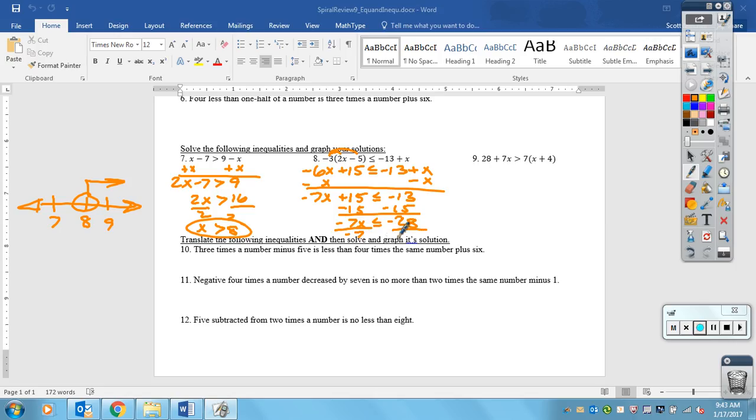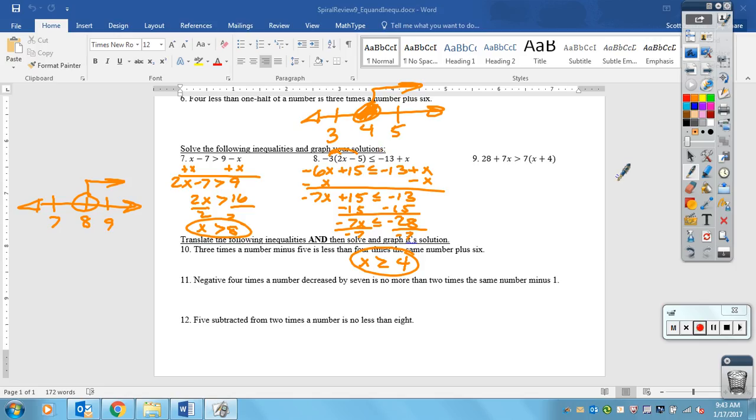Divide by negative 7, divide by negative 7, so I have x positive 4, and now the symbol flips since I divided by a negative. X is on the big side of positive 4. Closed circle with a line underneath. X on the big side, which is to the right.